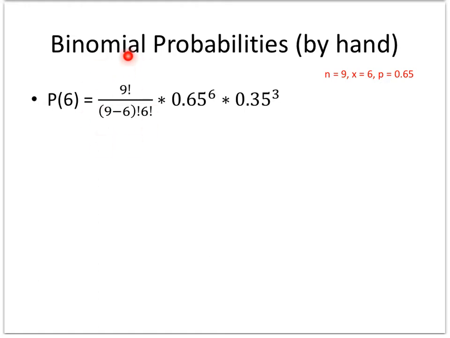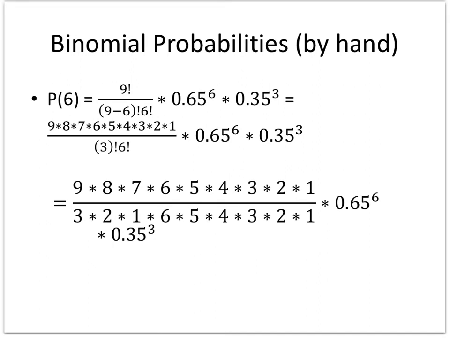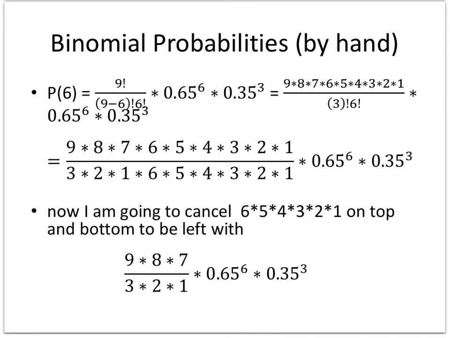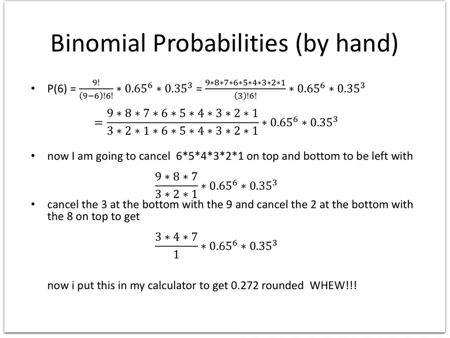So if I go through this, I know 9 factorial means 9 times 8 times 7 times 6 all the way down to 1. 9 minus 6 is 3, so 3 factorial times 6 factorial. 3 factorial is 3 times 2 times 1, and 6 factorial. There's just a bunch of canceling. So I'm going to cancel this 654321 with this 654321. That just leaves me this piece right here.